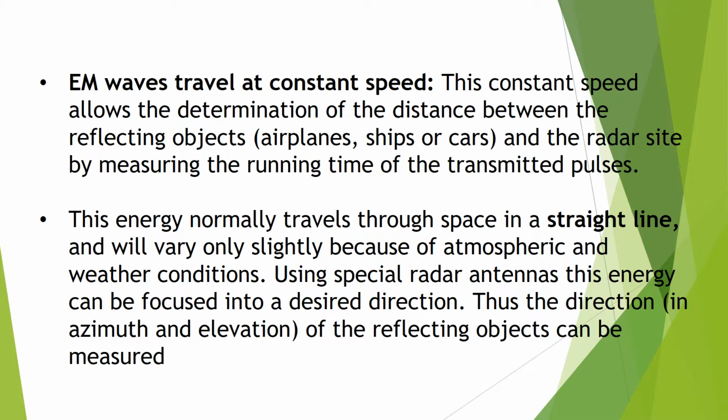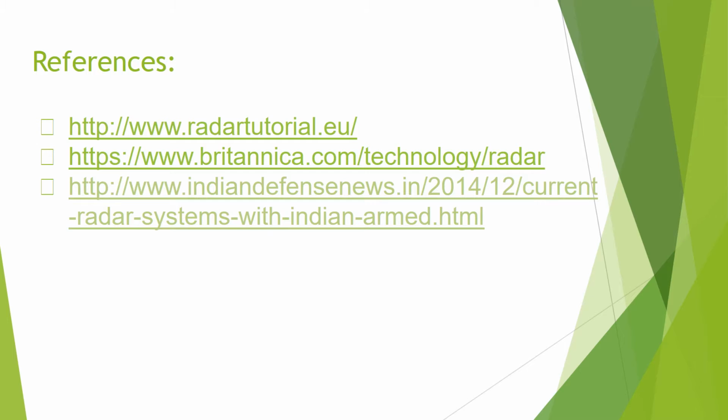EM waves travel at constant speed. This constant speed allows the determination of distance between the reflecting objects and the radar side by measuring the running time of the transmitted pulses. This energy normally travels through space in a straight line and will vary only slightly because of atmospheric and weather conditions. Using spatial radar antennas, this energy can be focused into a desired direction, thus the direction of the reflecting objects can be measured. These are the references.